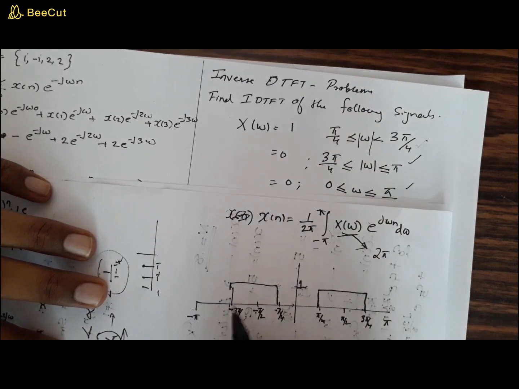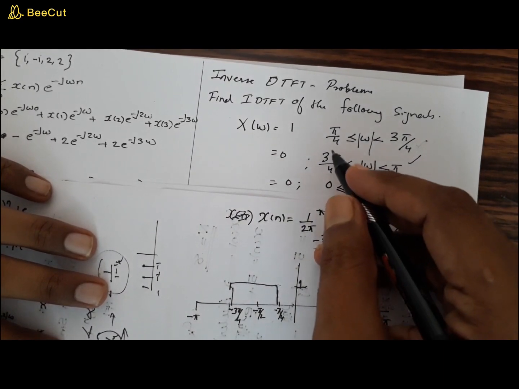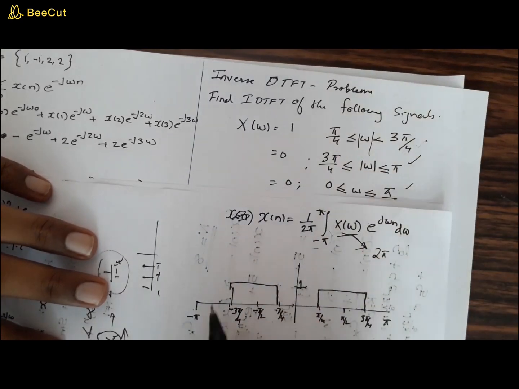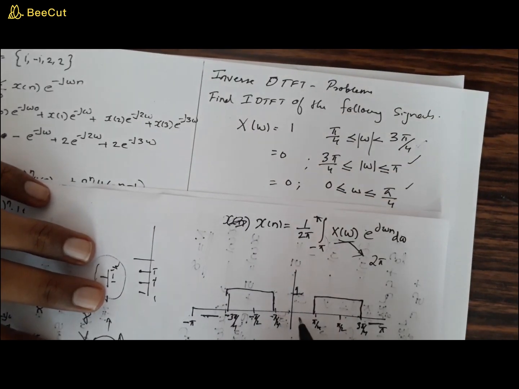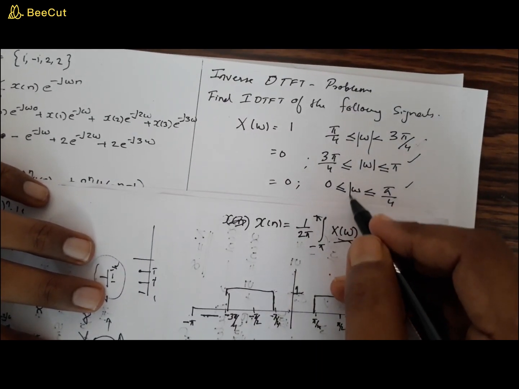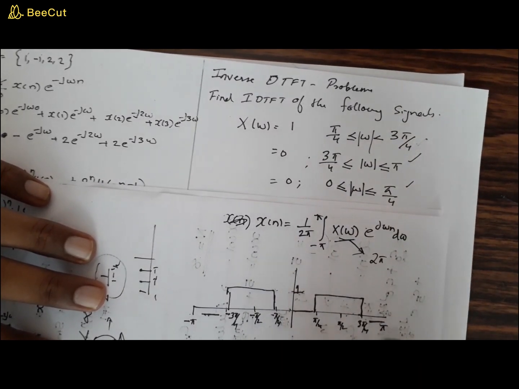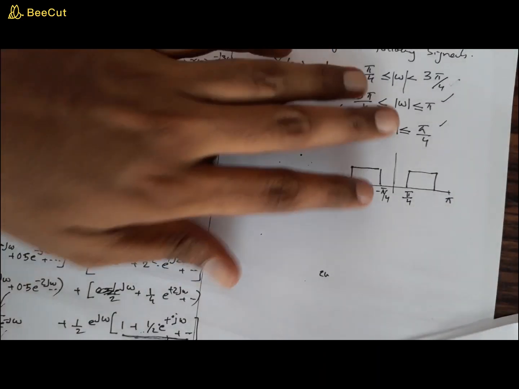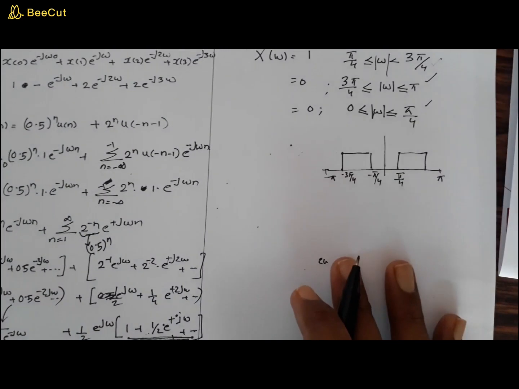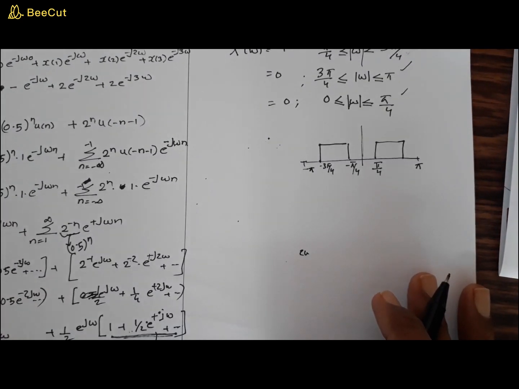If the magnitude of omega lies between 3 pi by 4 and pi, that means this region and this region, it is equal to 0. And similarly, the regions between 0 and pi by 4, that is also 0. Okay, so hope you understood this. So this is how you need to draw. Now this thing has become very, very simple.